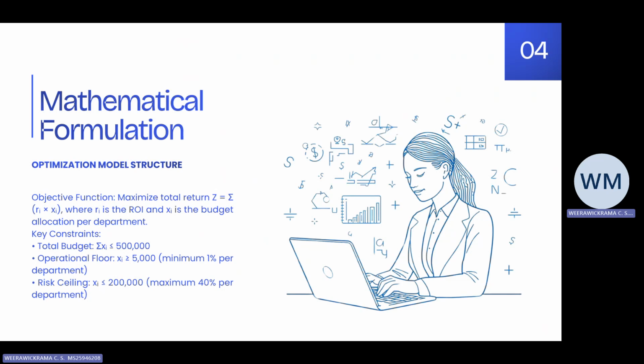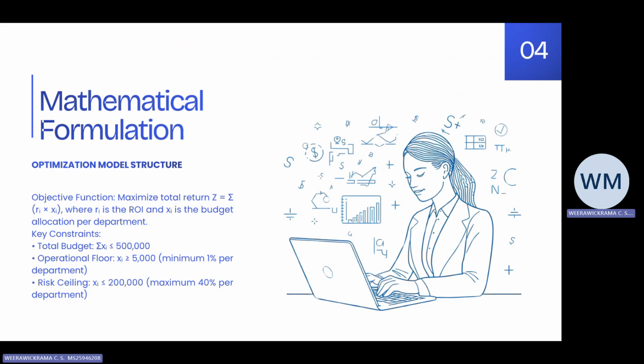However, this optimization must follow several important constraints. First, we have a total budget constraint: the sum of all allocations must not exceed 500,000. This ensures we stay within our available resources. Second, we introduce an operational floor. Each department must receive at least 5,000, which is 1% of the total budget, representing the minimal level of funding required to keep operations running smoothly.